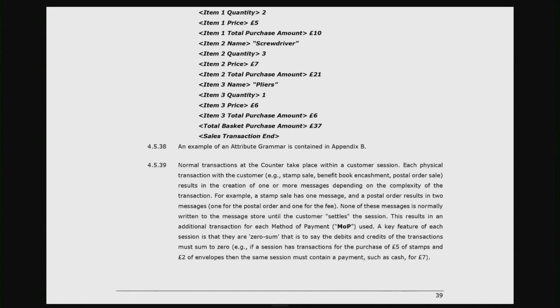Certainly. So for some transactions, there might just be 1 item that needs to be recorded in a message. And for other, so the stamp, that's a fairly simple, straightforward action. I want to pay £5 for a set of stamps. In the Horizon system, that's just 1 transaction. It's a simple, I sold this book of stamps for £5.